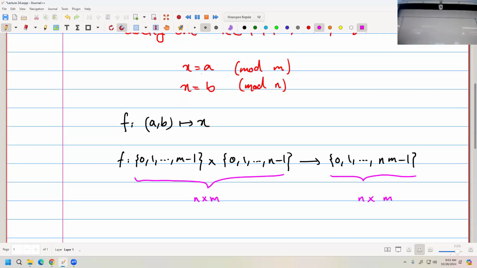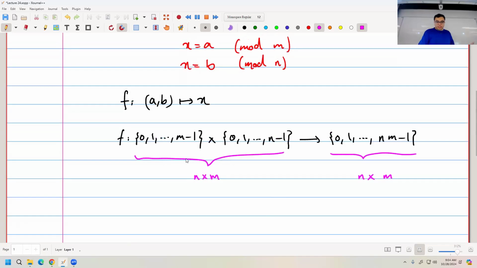Right. And is it possible that 2 elements on the left-hand side are mapped to the same element on the right-hand side? No. Because if I have something like A1, B1, and also A2, B2, both of them mapped to the same x. What does that mean? That means that if I look at x modulo m, it's both A1 and A2, right? Which doesn't make sense if A1 and A2 are not the same.